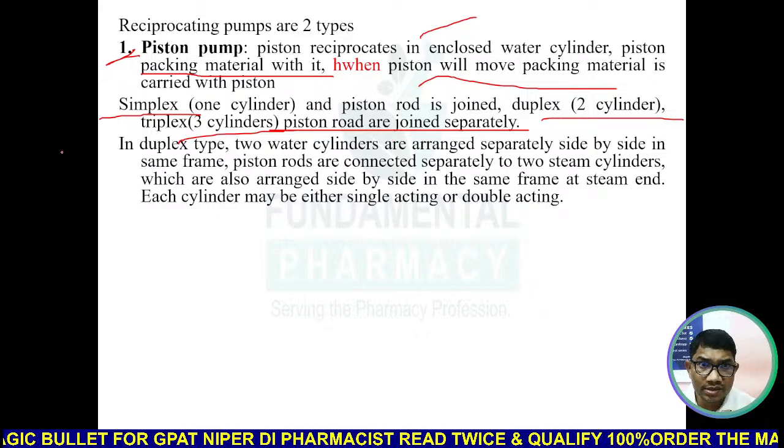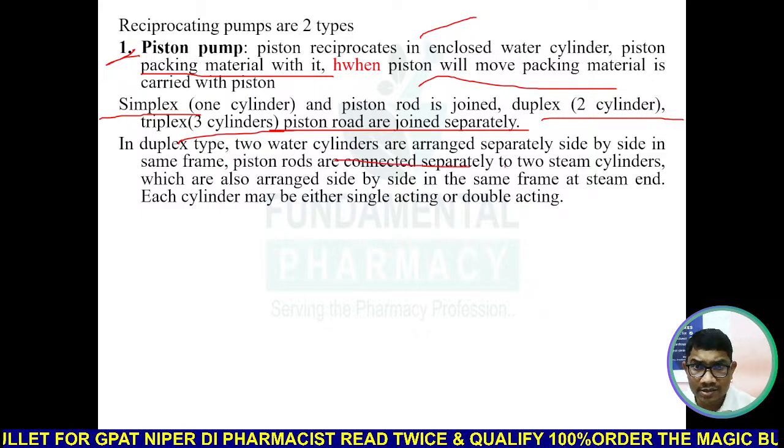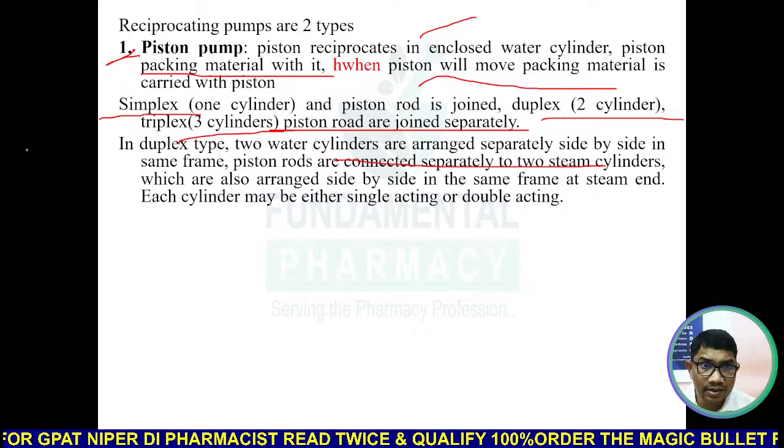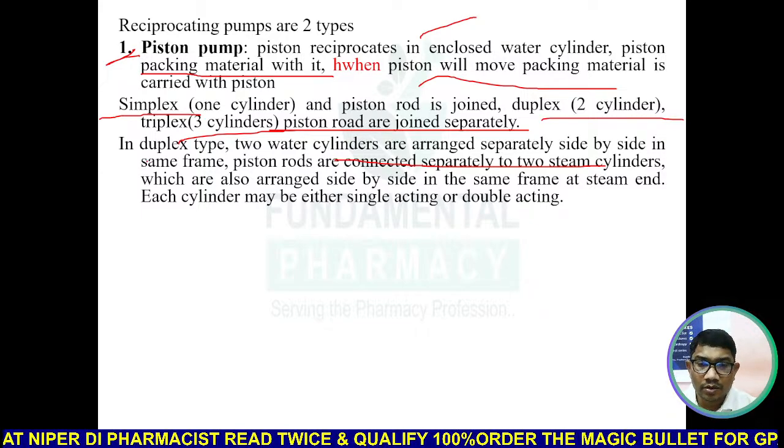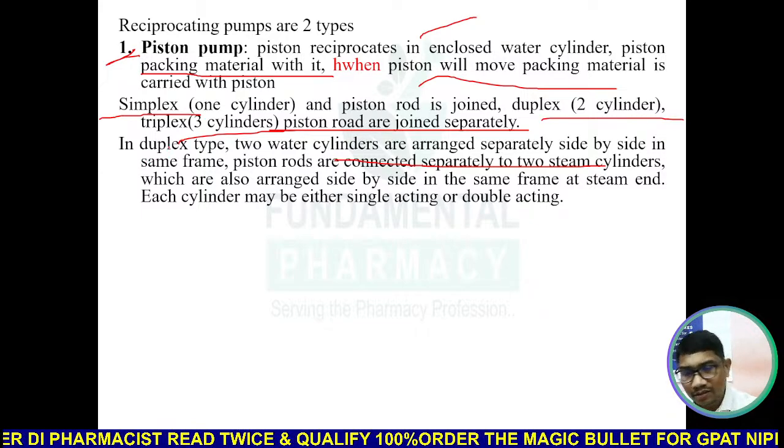In duplex type, two water cylinders are arranged separately side by side in the same frame. Piston rods are connected separately.